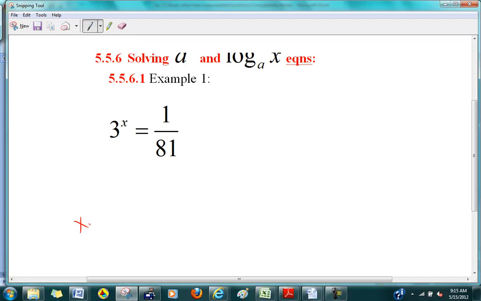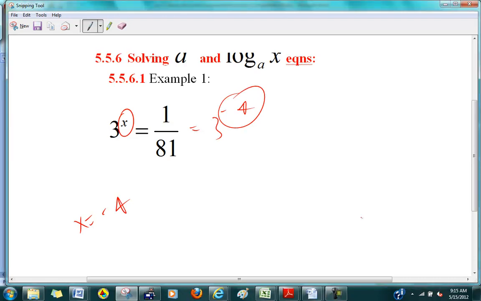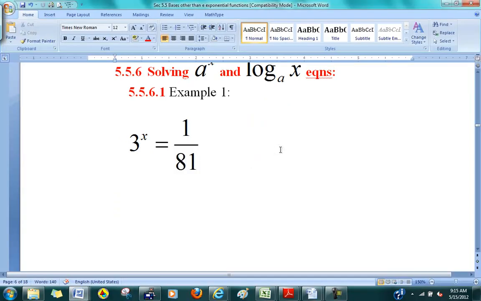Okay. Sajal, you want to come and explain? 1 over 81 is 3 to the negative 4. Nice. Okay. And therefore, x has got to be equal to negative 4 because they're both to the same base. Okay? Everybody okay with that? Yeah? Okay. One last example and then we're done, okay?